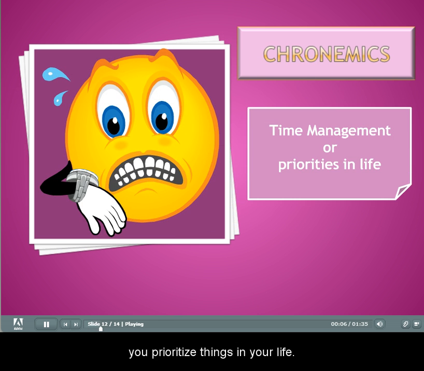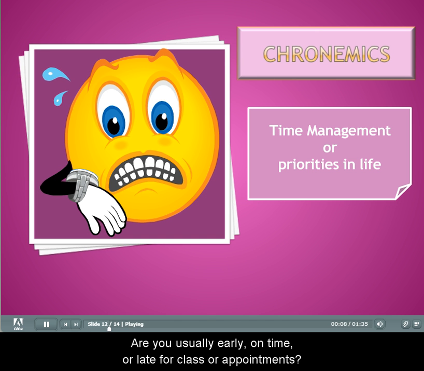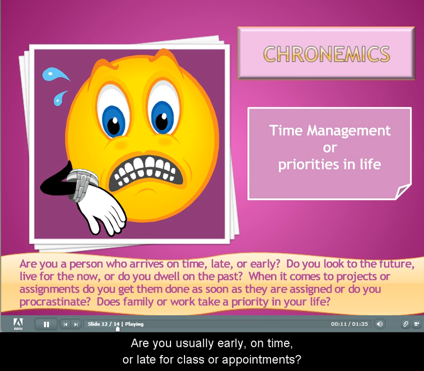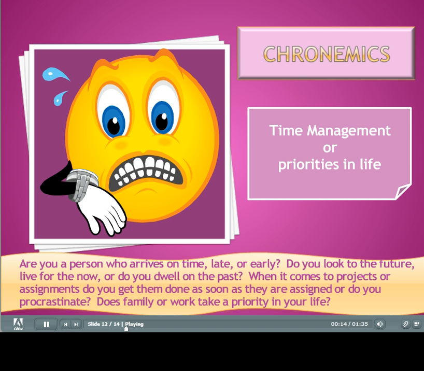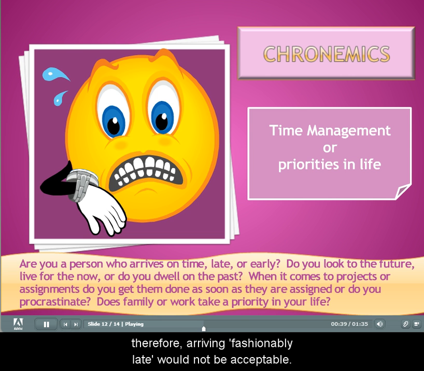Chronemics applies to time management and the way you prioritize things in your life. Are you usually early, on time, or late for class or appointments? It is important to know the expectations of other people involved when planning your arrival. For example, in some cultures, it is appropriate and expected for guests to arrive up to 2 hours after the given event time. A wedding, graduation, or job interview, however, are examples of events when the time is strictly followed. Therefore, arriving fashionably late would not be acceptable. Remember to know the expectations and manage your time accordingly.